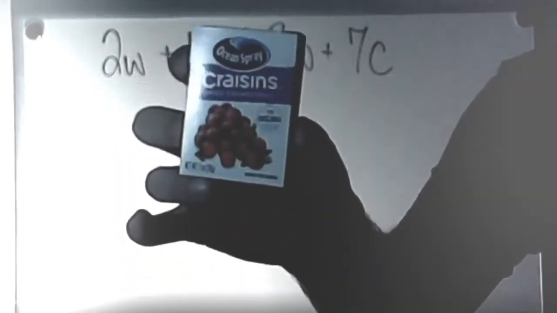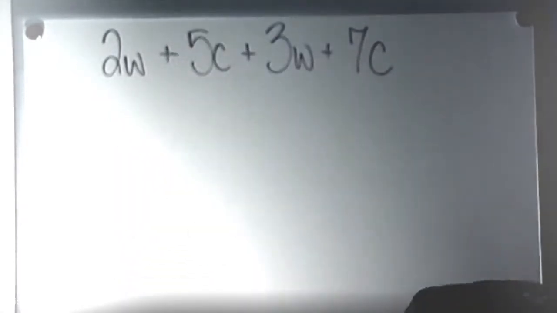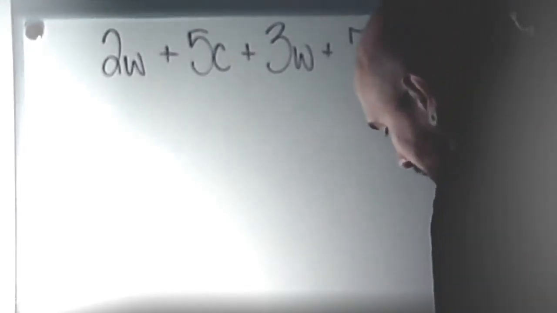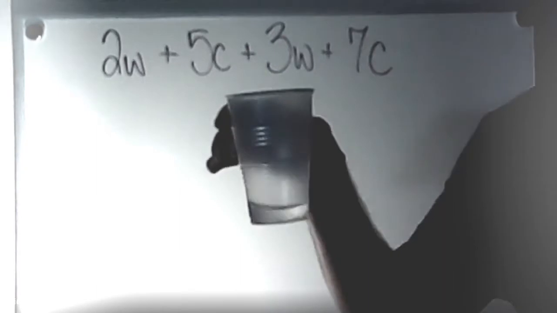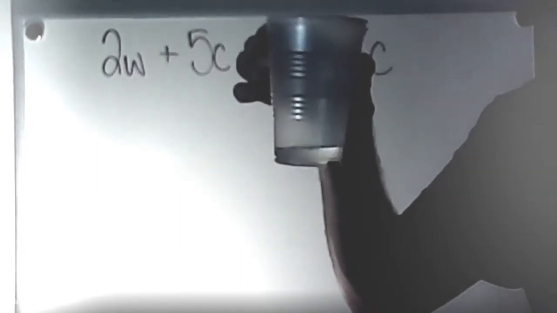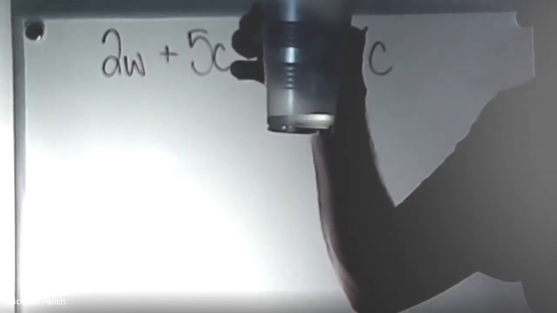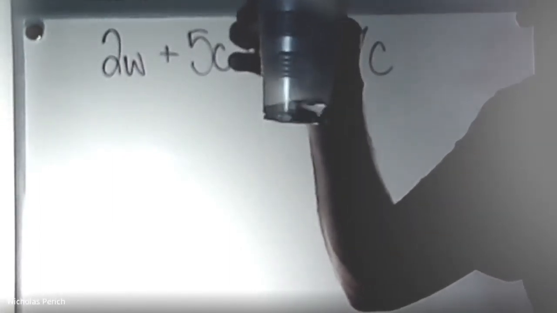Everybody's favorite delicious snack, craisins. Craisins, baby. I'm going to take 5C, 5 craisins, and add that to my delicious cup of water here. 1 craisin, 2 craisins, 3 craisins, 4 craisins, 5 craisins. You see it?